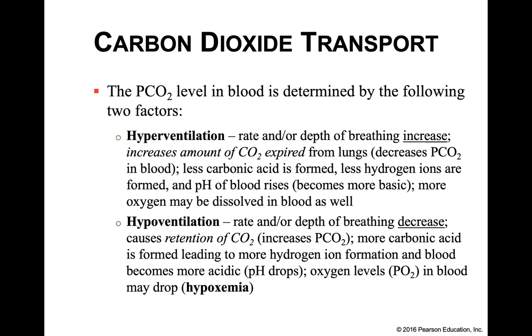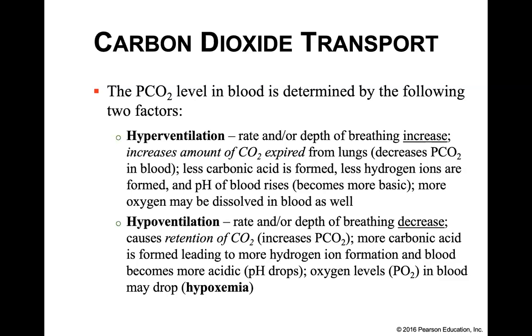So what happens when you hyperventilate? The rate and/or depth of breathing increases. This will increase the amount of carbon dioxide expired from the lungs, decreasing the amount of CO2 in the blood. Less carbonic acid is formed, fewer hydrogen ions are formed, and the blood pH rises, becomes more basic. More oxygen may be dissolved in the blood as well.